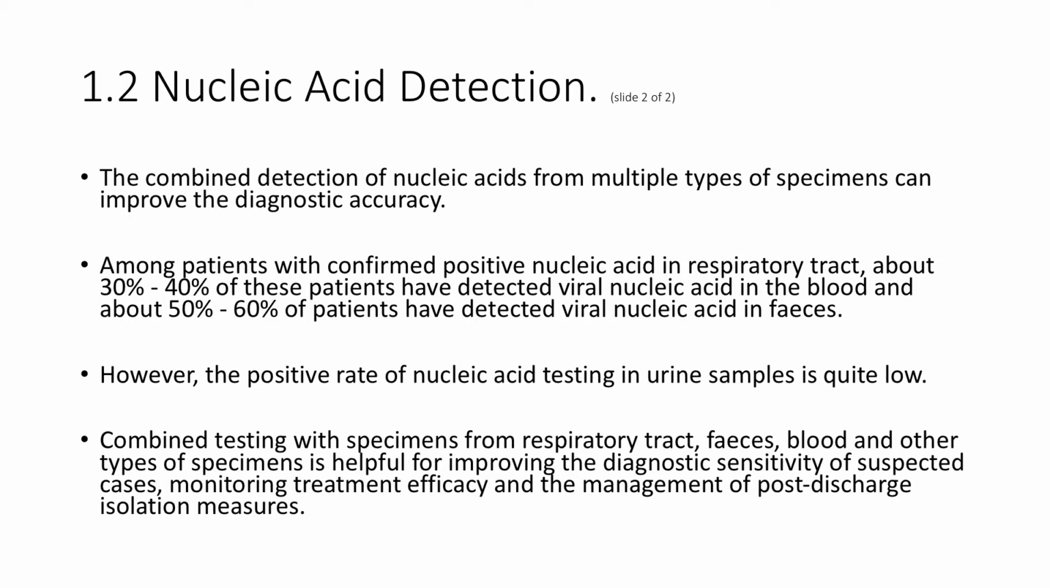The combined detection of nucleic acid from multiple types of specimens can improve the diagnostic accuracy. Among patients with confirmed nucleic acid in the respiratory tract, about 30 to 40% have detected viral nucleic acid in the blood, and about 50 to 60% have detected viral nucleic acid in feces. However, the positive rate of nucleic acid testing in urine samples is quite low.